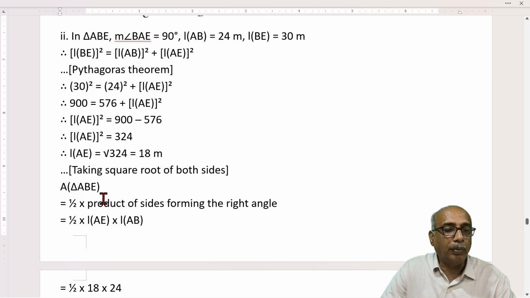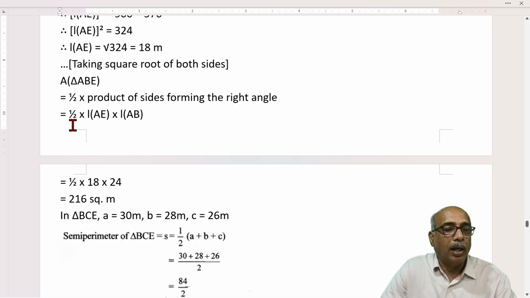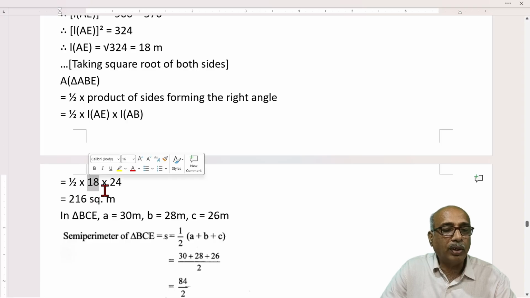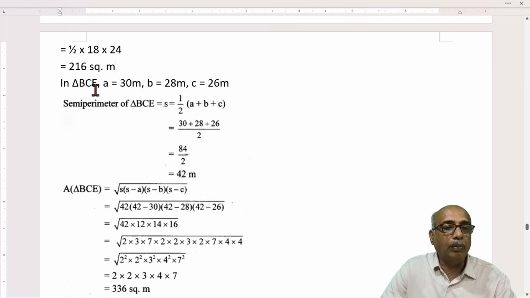Now, area of triangle ABE equals half into product of the sides forming the right angle. Half into AE into AB. AE you have calculated above, so half into 18 and 24 is given. So 2 in the 2, 9, the 9 into 24 is 216 square meter. In triangle BCE, a equals 30 meter, b equals 28 meter, c equals 26 meter. So semi-perimeter of triangle BCE, s equals half of a plus b plus c equals 30 plus 28 plus 26 divided by 2 equals 84 by 2 equals 42 meters.